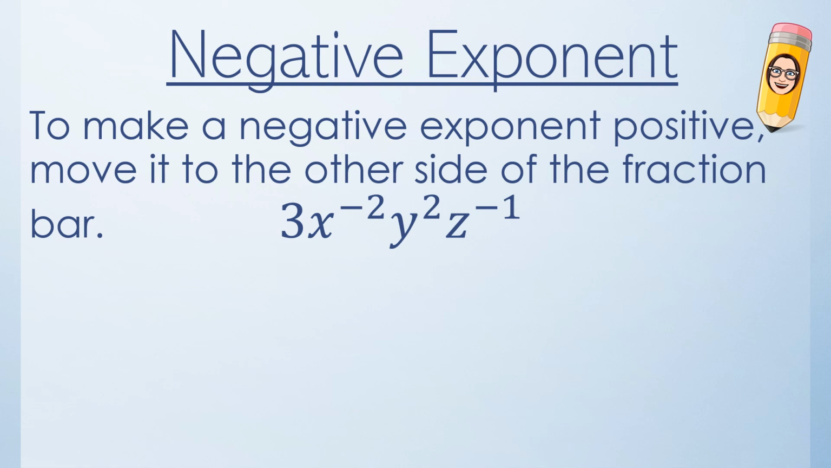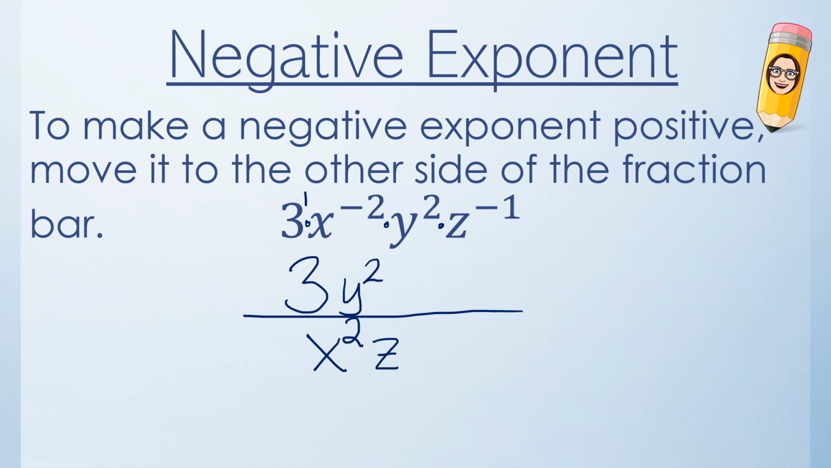So one of the first things I encourage you to acknowledge is how many bases you have. We have a 3, we have an x, we have a y, we have a z. Treat them as separate pieces. So the 3 has technically a +1 exponent, it stays. The x has a negative, so it gets kicked to the denominator and becomes positive. The y is positive, so it stays. And the z is negative, so it gets kicked to the other side and becomes positive.